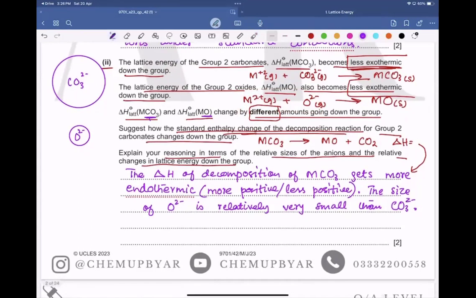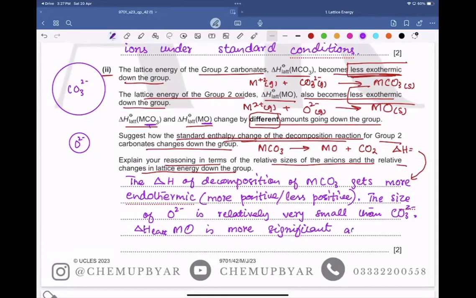So as the change in size is significant, we can write there that the change in lattice energy of metal oxide is more significant, or the change is more, as compared to the lattice energy of metal carbonate. Is this clear to all of you?